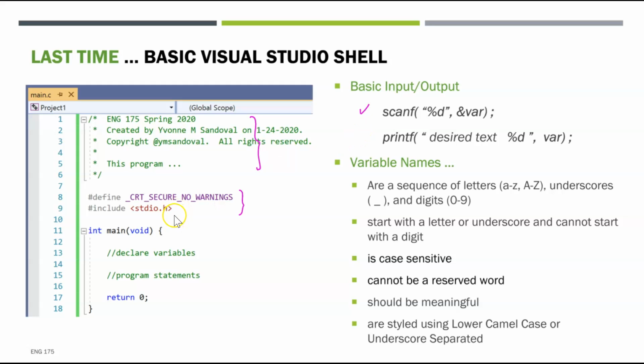The input-output library, one of many libraries that C has, allows us to use not only the scanf command but also the printf command. Scanf and printf can't be used without the input-output library. We start our program, we stop our program. In between, we define variables that we're going to use.